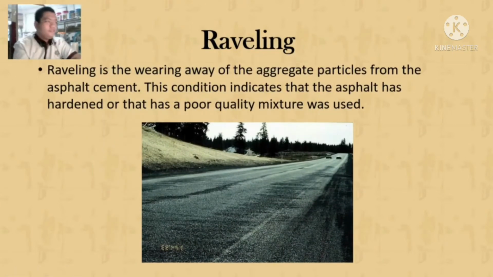Raveling. Raveling is the wearing away of the aggregate particles from asphalt cement. This condition indicates that the asphalt has hardened or that a poor quality mixture was used. Raveling occurs in the presence of traffic.